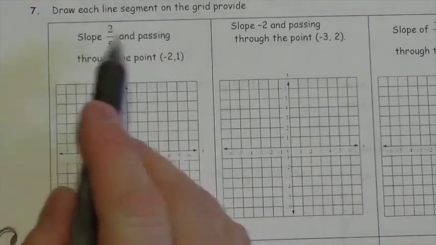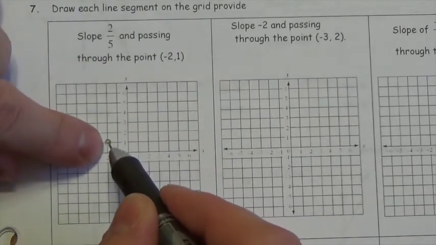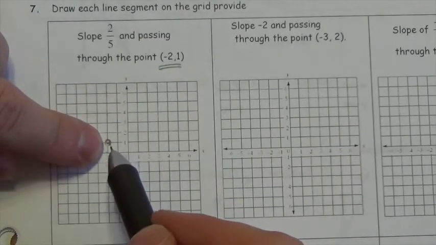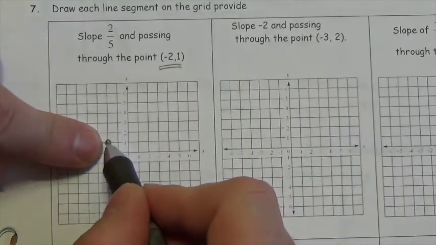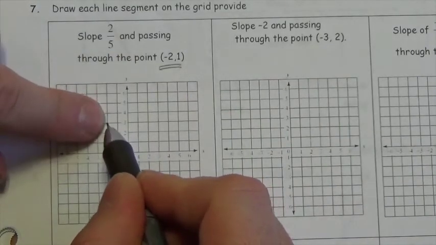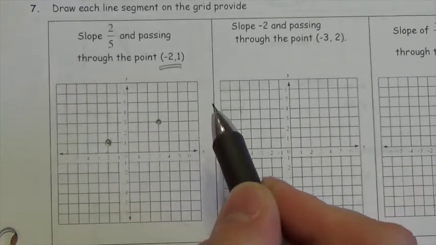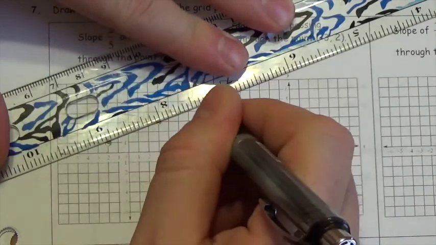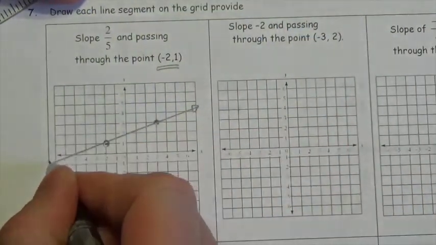Now, I want the line that I'm about to draw to have a slope of 2/5. I'm going to start here at the given point. That's my starting point, not the origin. So, starting here, our rise is 2, so I'm going to go up 2, 1, 2, and our run is +5. So 1, 2, 3, 4, 5. Now, I will connect those dots. And there we go.